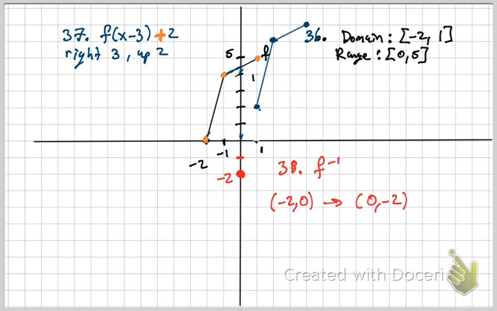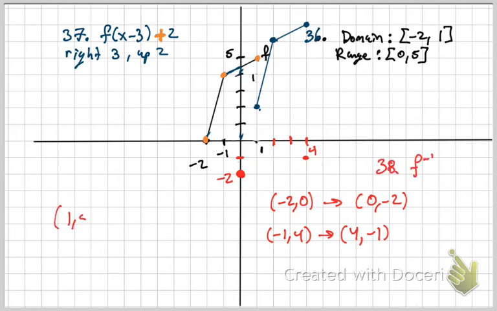So there's the 0, -2, and then we'll switch the -1, 4 to 4 and -1. So we'll go ahead and plot that. We'll get that out of the way, rewrite it. And then the last one is 1, 5, which will get switched to 5, 1. So we'll go ahead and put that in also, connect the line segments, and then there's the inverse function there.